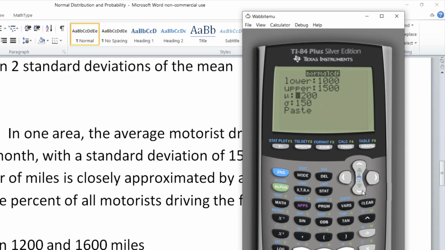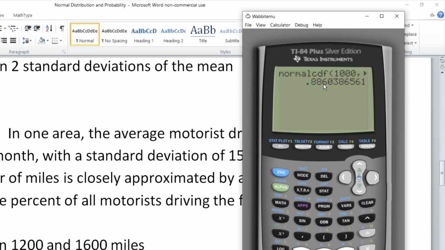And then the average again is 1200, so I just leave it the way it is there. Standard deviation is 150. Leave it the way it is. Go down to paste. Hit enter again. And there it is, 0.8860. That represents probability, but again, it also represents percent, which is with a decimal over 2 places.